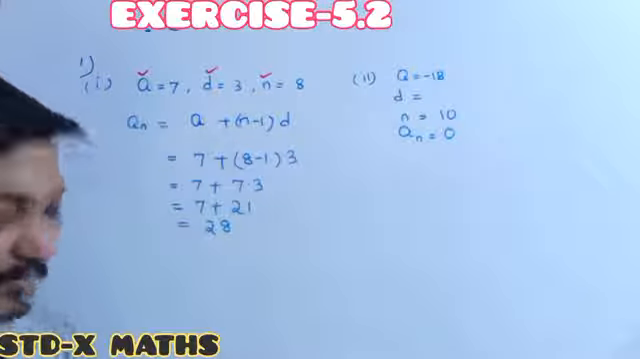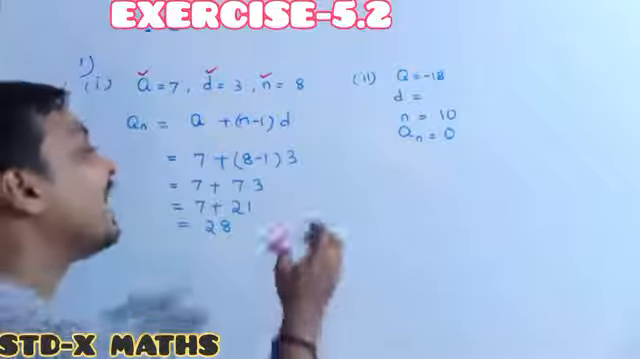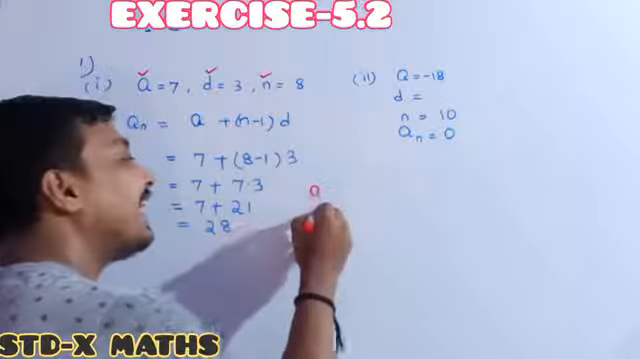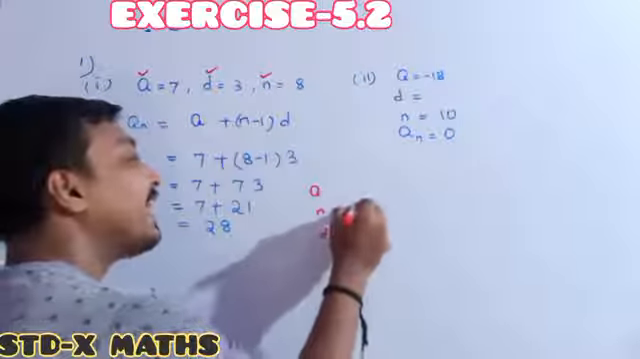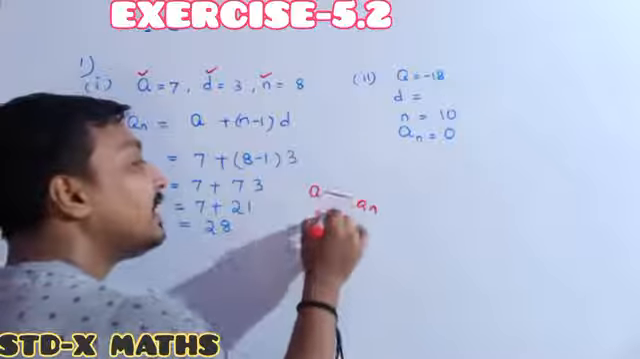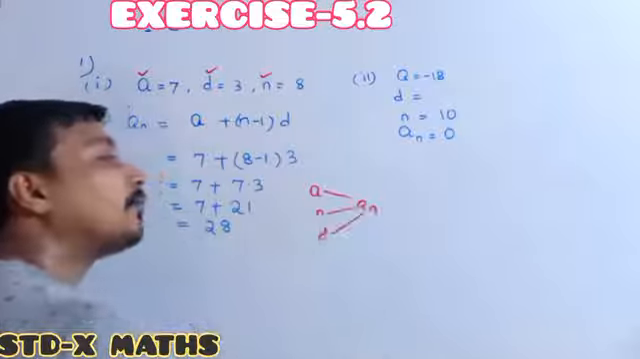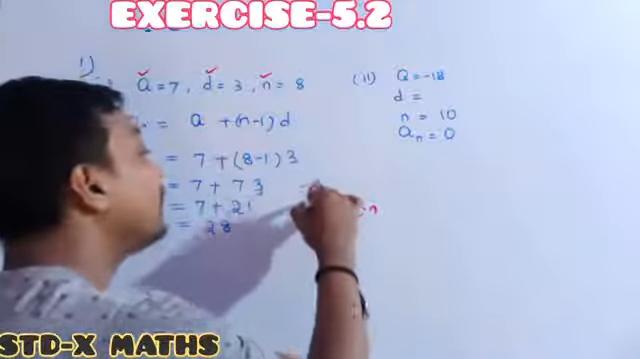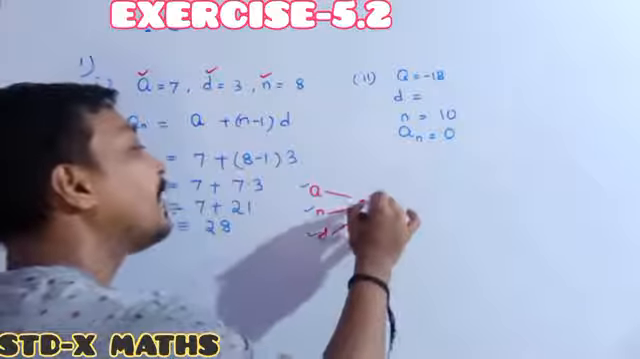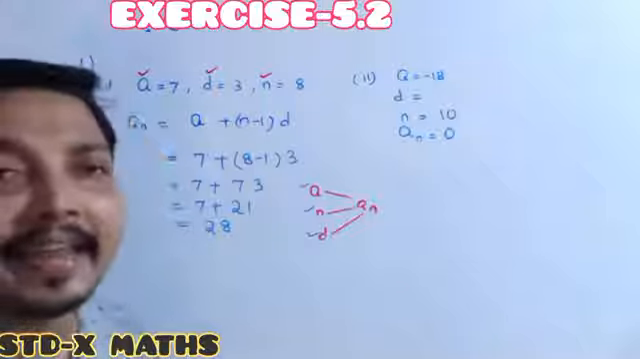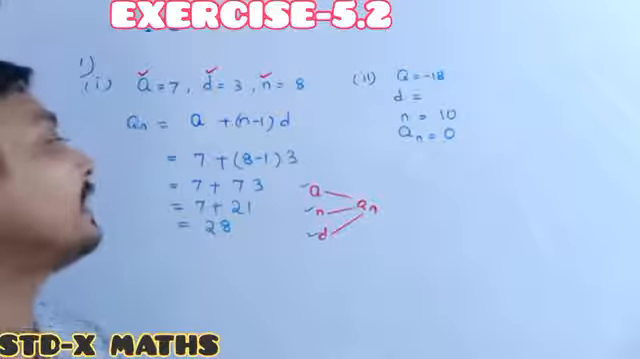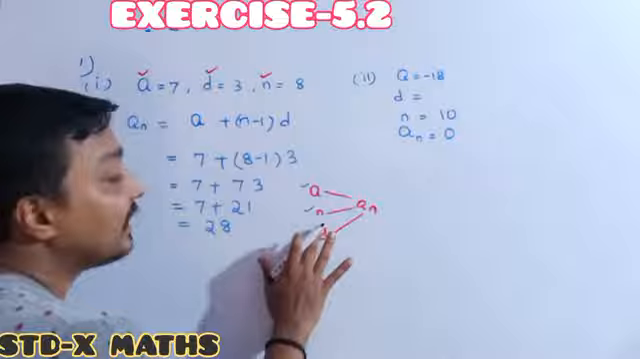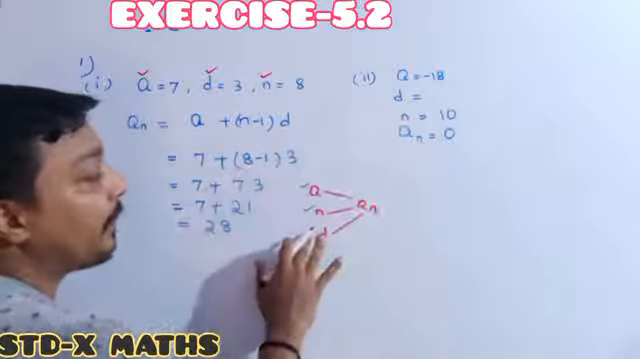Actually, I told you one trick, and that trick says AND, and here it is AN. Whenever you apply these three here, you can find out AN. Whenever you apply A, N and D in the formula, you can easily find out the N. And in the second one, it is given how to find out the D.